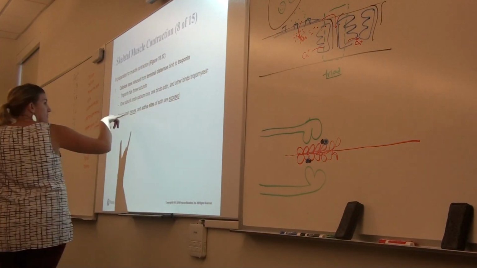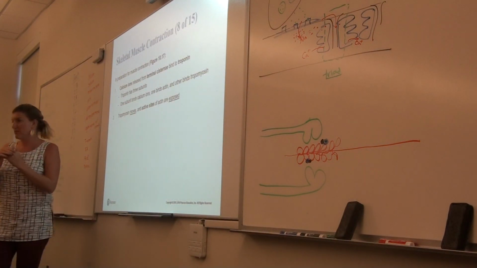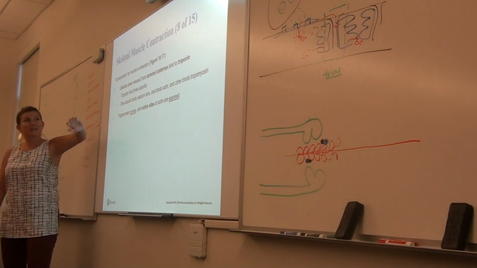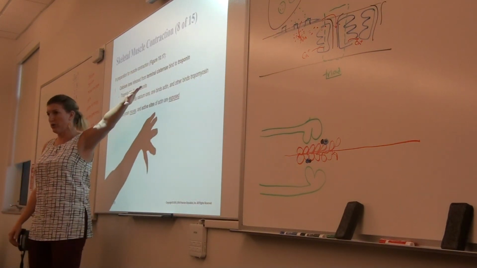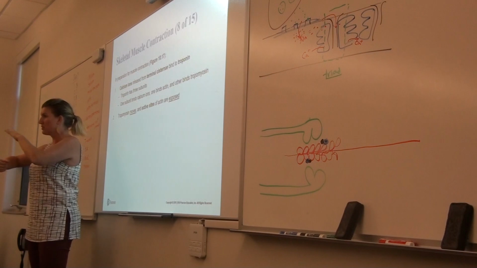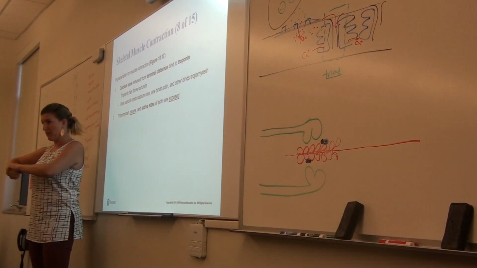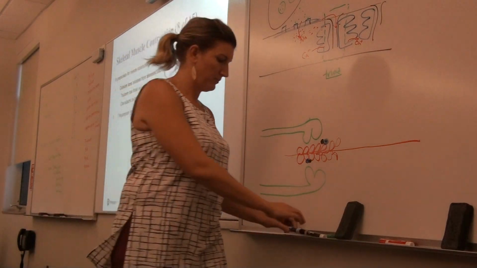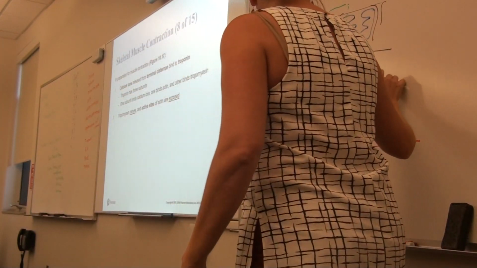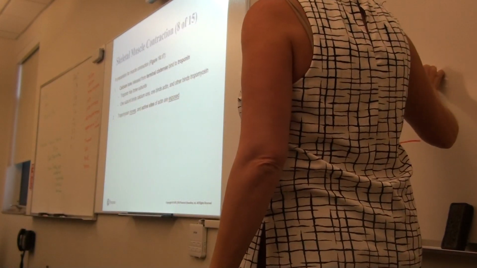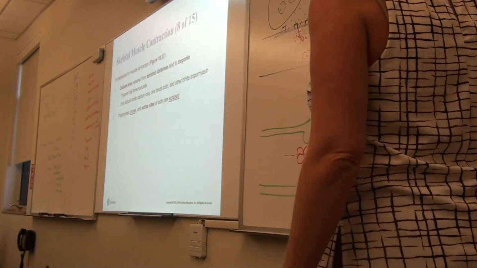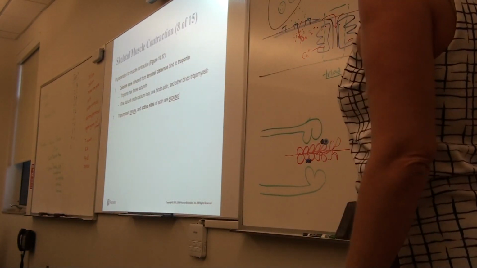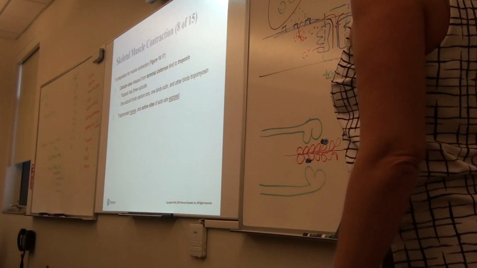So tropomyosin moves when calcium is bound. So calcium binds to troponin. Troponin's sitting on top of the tropomyosin. And when calcium binds to the troponin, the whole thing moves. So calcium from the SR binds to troponin.